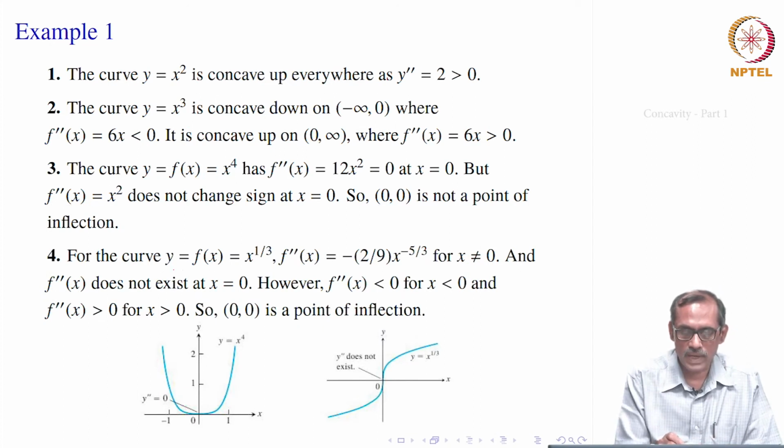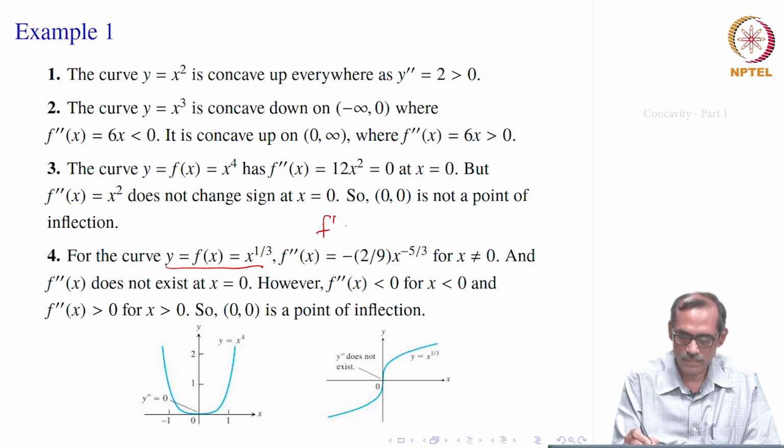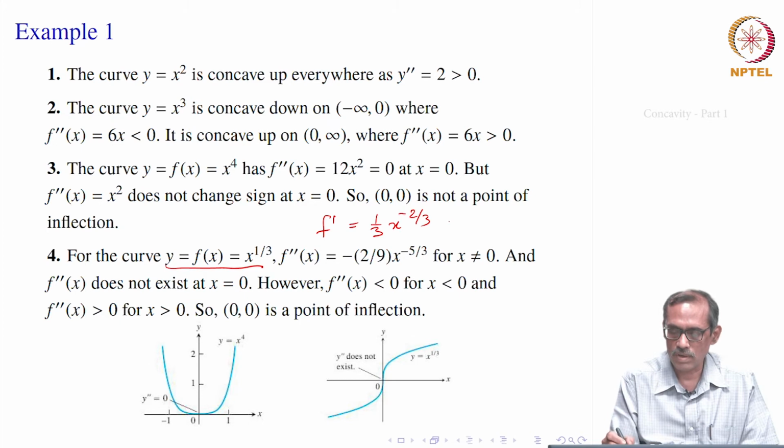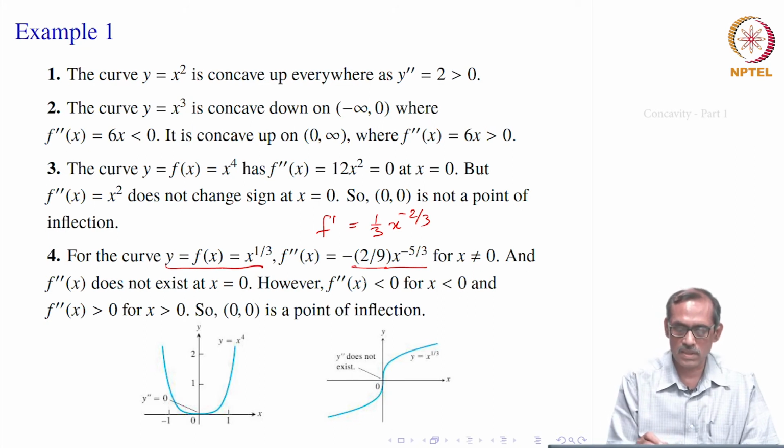Okay. Now, for the curve y equal to x to the power 1 by 3, we will see that f prime is equal to 1 by 3 x to the power minus 2 by 3, and you differentiate once more. So, you get 1 by 3 into minus 2 by 3, which is minus 2 by 9 into x to the power minus 2 by 3 minus 1, which is x to the power minus 5 by 3. Now, at x equal to 0, of course, this is not defined. So, it is not differentiable even at x equal to 0. So, for x not equal to 0, we are trying to see what happens.